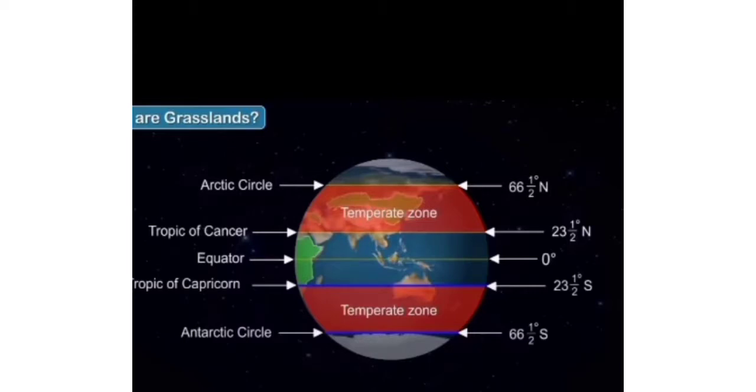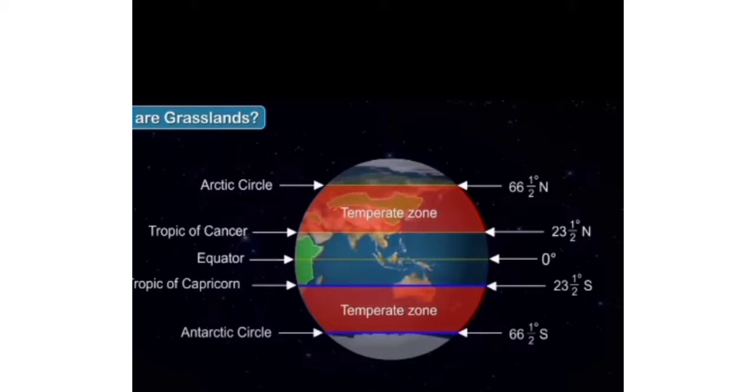So let's see where we can see these grasslands. You all know that the grasslands lie in the temperate zone. Where does this temperate zone lie? You can see this red mark, right? The red color is the temperate zone. It is between 23.5 degrees north and 66.5 degrees north in the northern hemisphere. We can find this temperate zone in the southern hemisphere between latitudes 23.5 degrees south and 66.5 degrees south.